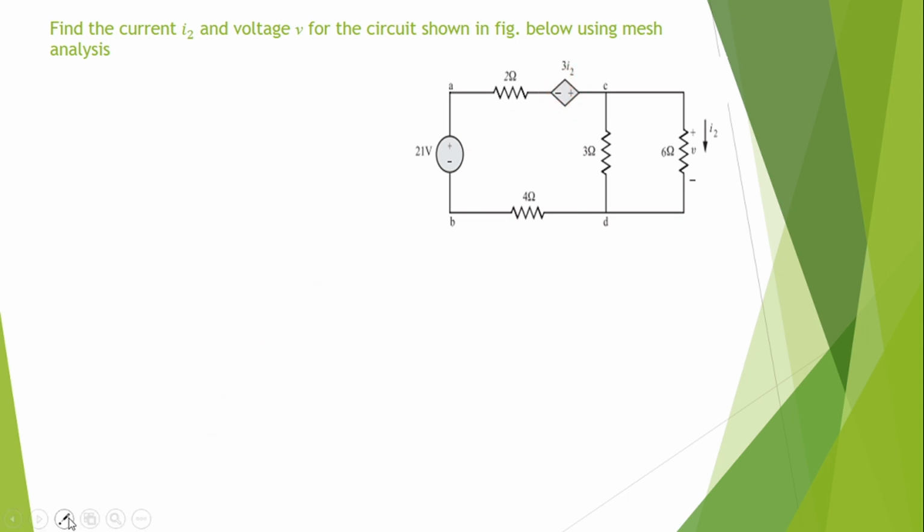In the network the nodes are already named A, B, C, D. So the only thing I have to do is identify the meshes. This is the smallest possible mesh, and I assume current I1 for it. For the other mesh I assume current I2. So I assume the mesh currents I1 and I2 for the two meshes.